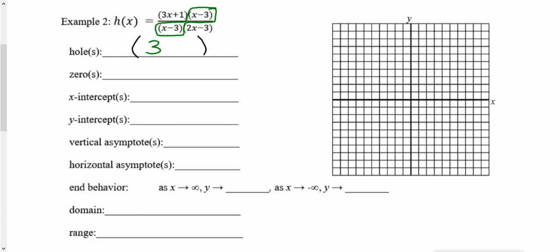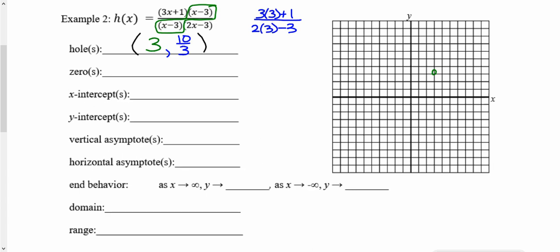To get the y coordinate of that hole, we're then going to plug x equals 3 into the reduced version, which gives us 10/3 when we simplify. So that's the y value of the hole. So I can go ahead and plot that hole on the graph.